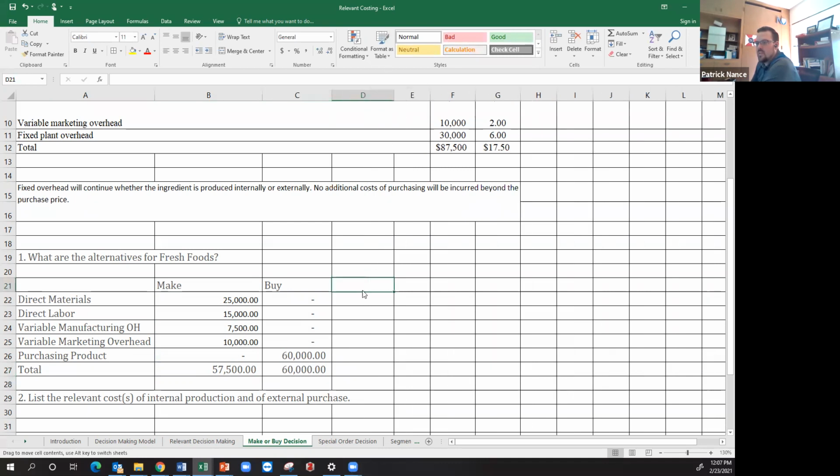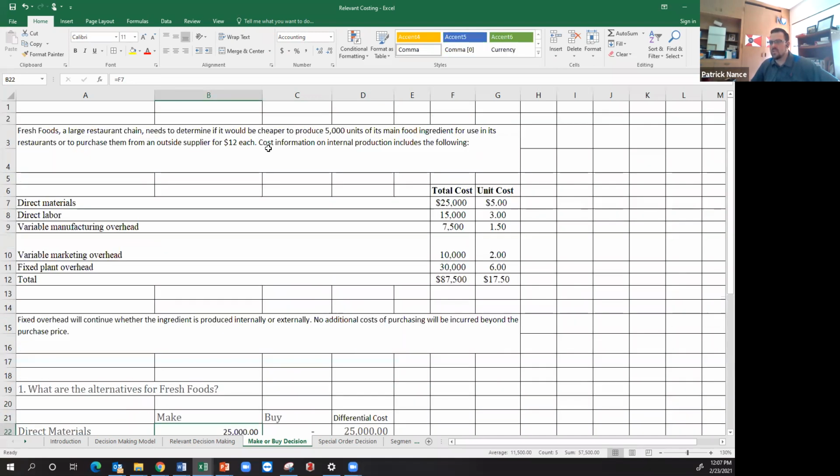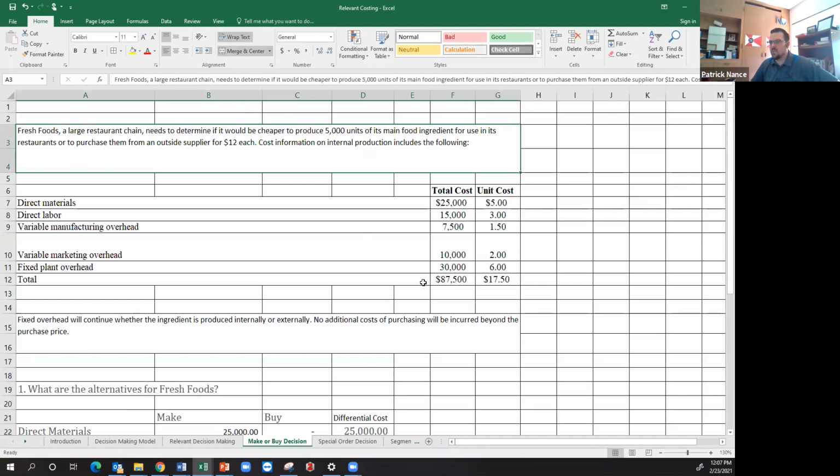You can also do a totals column here, or totals, I should call differential cost. And sum that up. So what I have found here now is that it's cheaper for me to make the product than it is for me to buy it. Whereas on the surface, if I didn't dive deeper into this, I would have thought at $17.50 per unit versus $12 per unit that it would have been cheaper for me to buy the product.